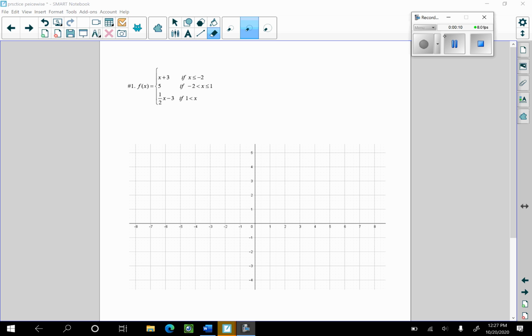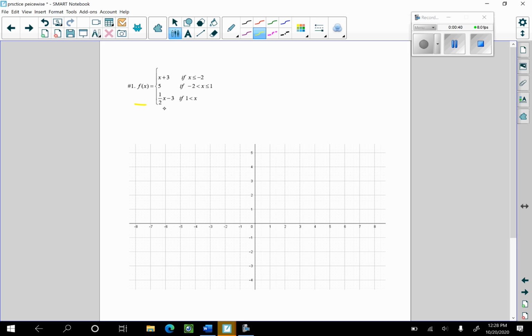We're going to go over this piecewise practice that is posted on Google Classroom. We're going to take a piece of graph paper, split it in half horizontally, and graph this piecewise function. This piecewise function is 3 lines. It's pieces of 3 lines. Line number 1 is x plus 3. Line number 2 is 5, and line number 3 is 1/2 x minus 3.